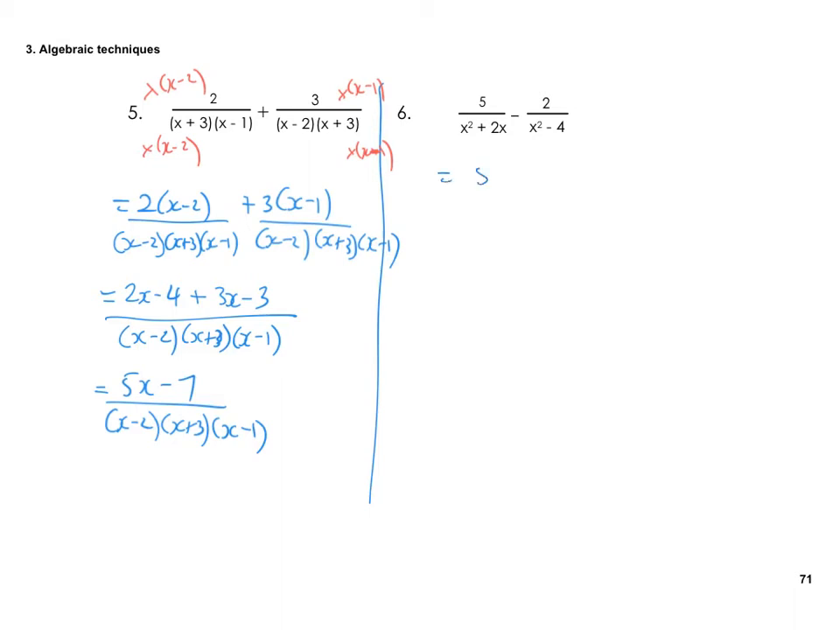So equals 5 over x(x plus 2), minus 2 over (x minus 2)(x plus 2). So that's the difference of two squares. Now we're going to make these the same thing. So what does this have that this doesn't have? This needs an x. Now what does this have that this does not have? We need an x minus 2.